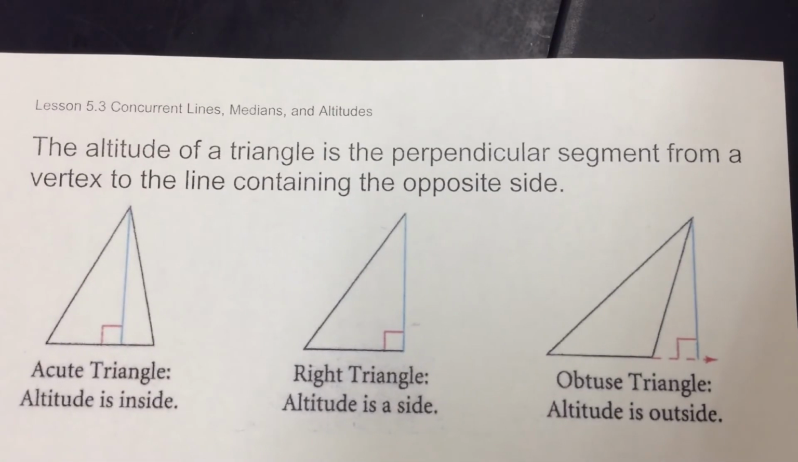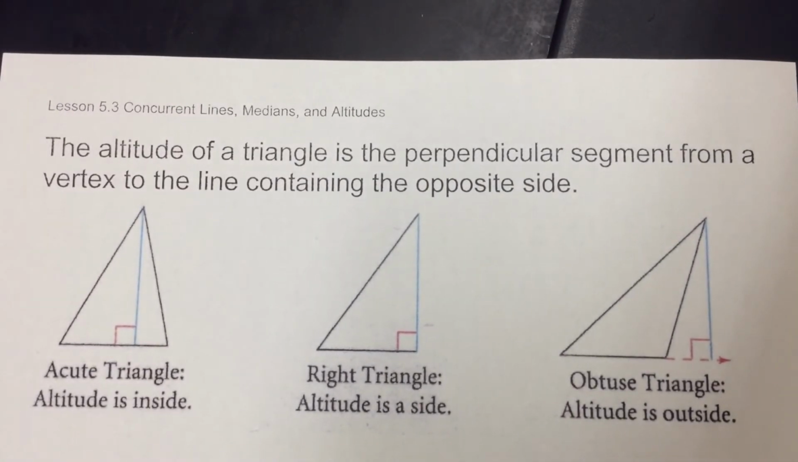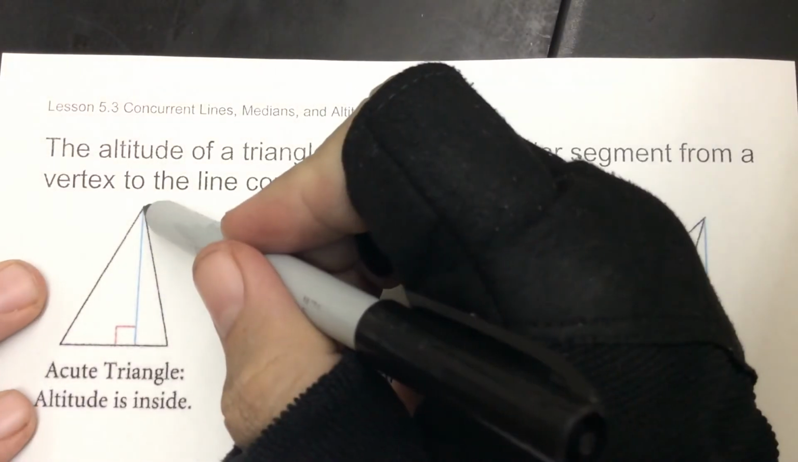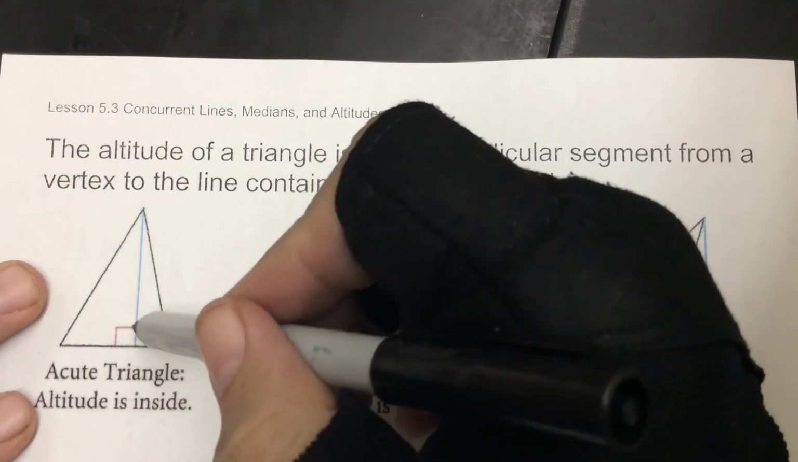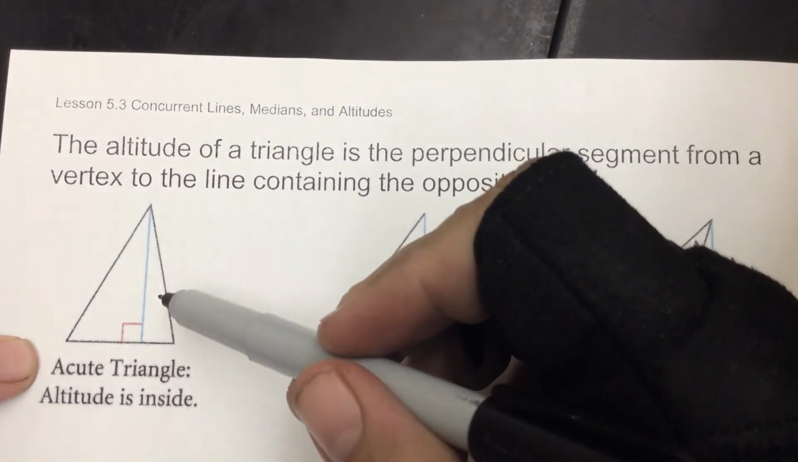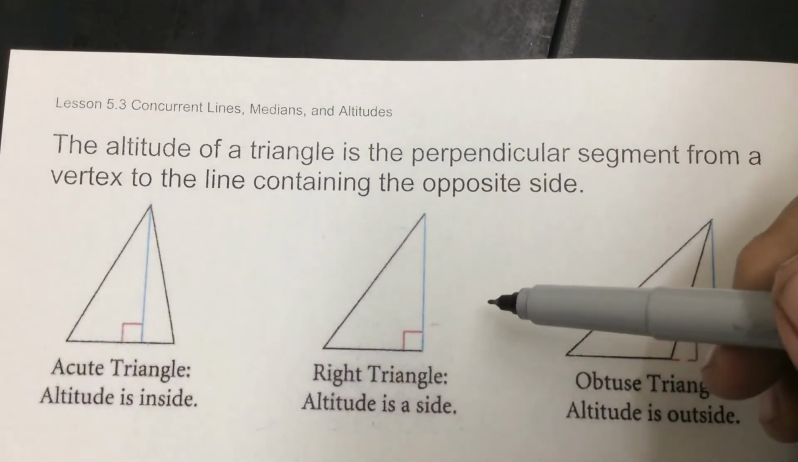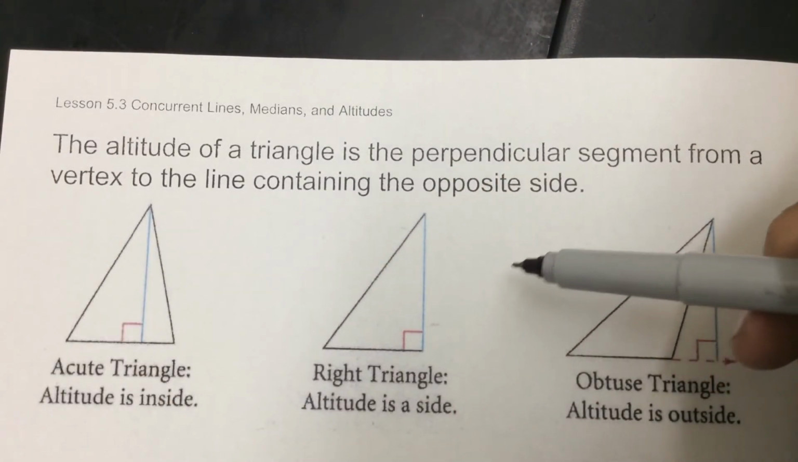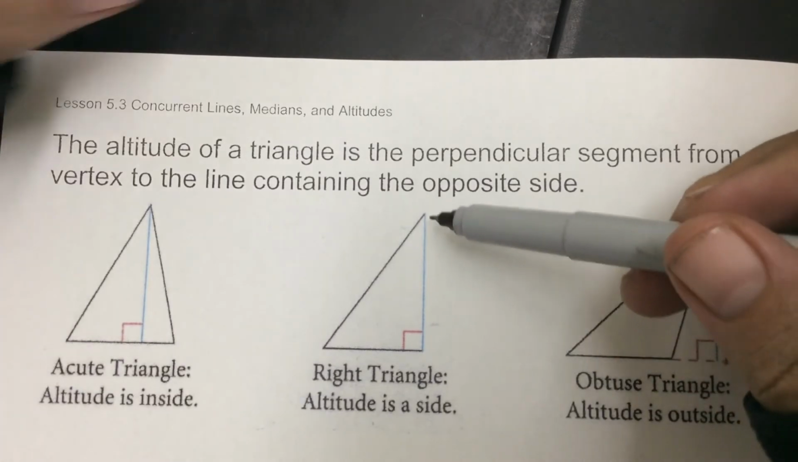Next thing here was we have altitudes. Altitudes of a triangle go from the vertex to a line containing the opposite side perpendicularly. So from the vertex to the opposite side, we're going to intersect that at a perpendicular angle, so a 90-degree angle. So acute, that's going to be on the inside. With a right triangle, it's going to be on, well, one of the sides.